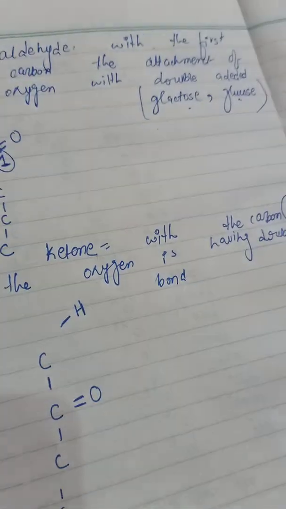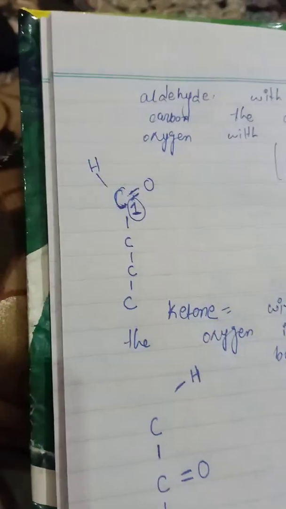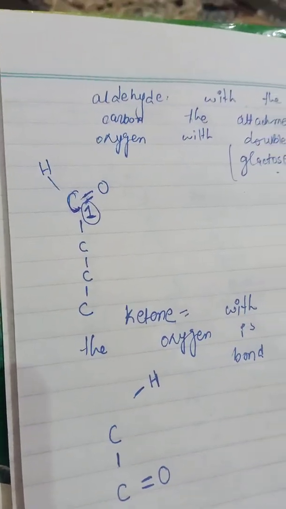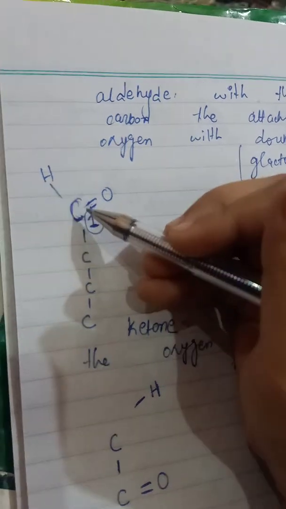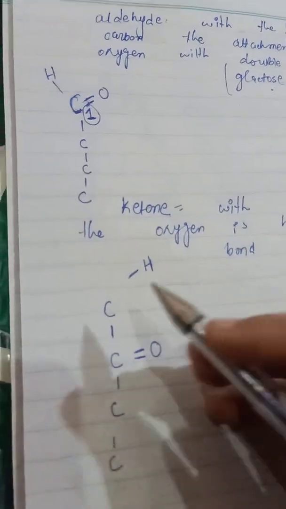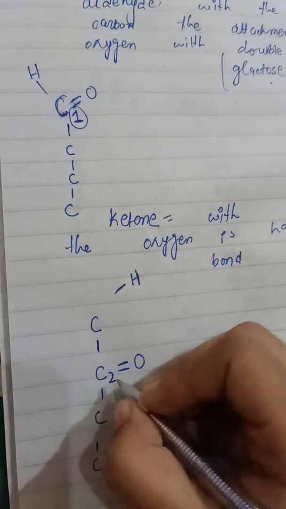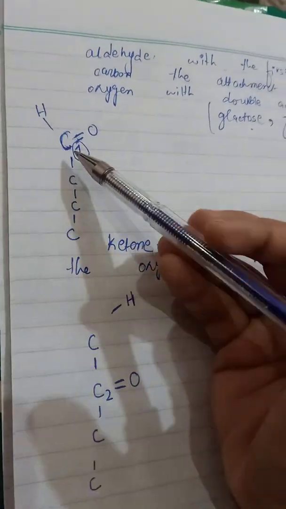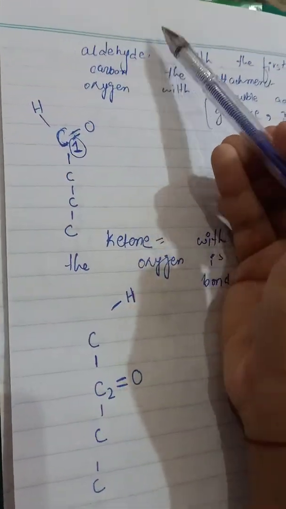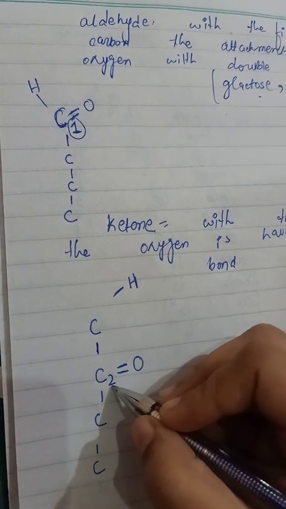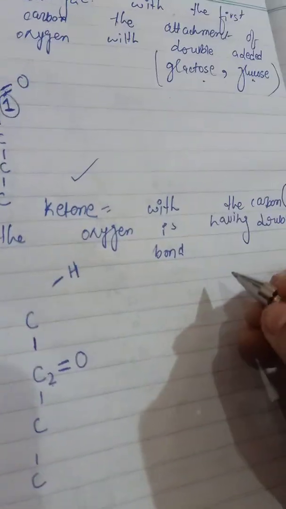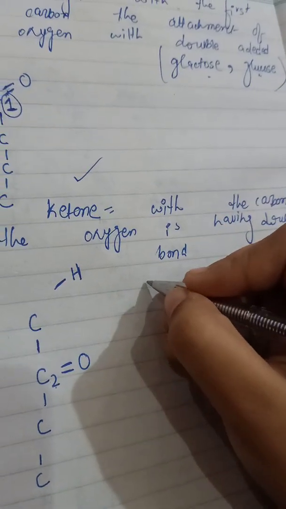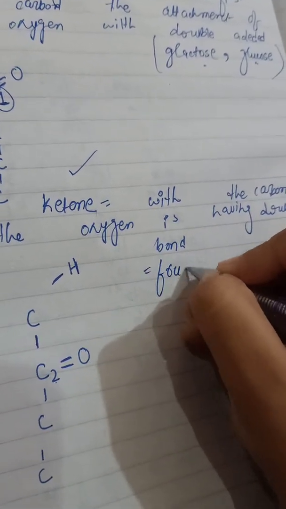To identify the ketone group: I told you that the identification of aldehyde is that the oxygen has a double bond with carbon number 1, but here the oxygen has the double bond with carbon number 2, not 1. If it is 1, it is the aldehyde group, and if it is carbon number 2, it is the ketone group. What is an example of ketone? Fructose.